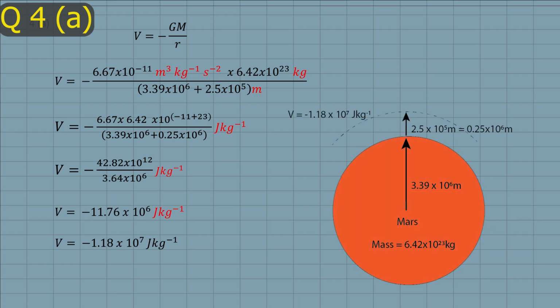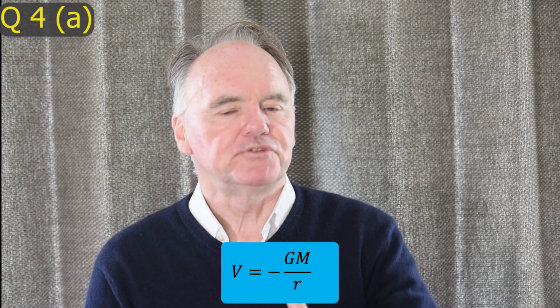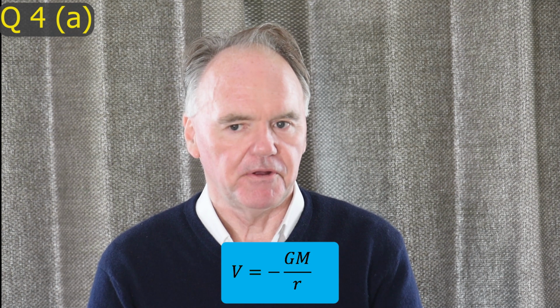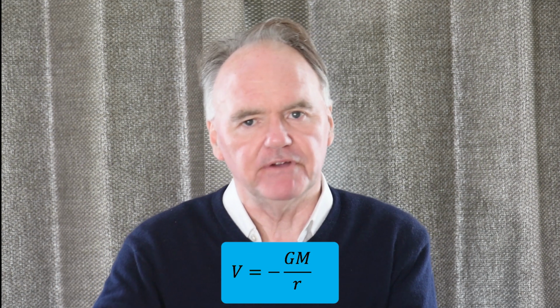Now you may be confused here about this minus sign. What does it mean? Well, remember, potential is a scalar. So the more negative it becomes, the less it becomes, and vice versa.